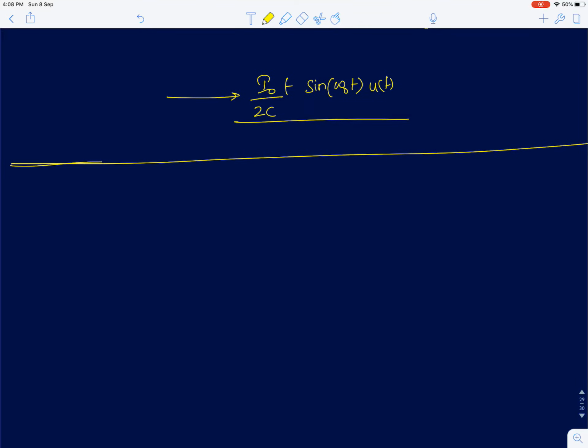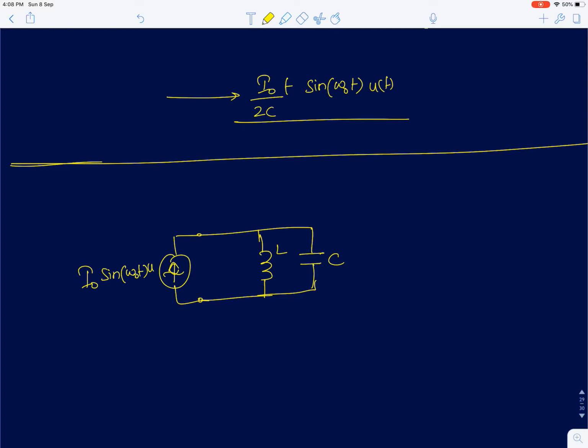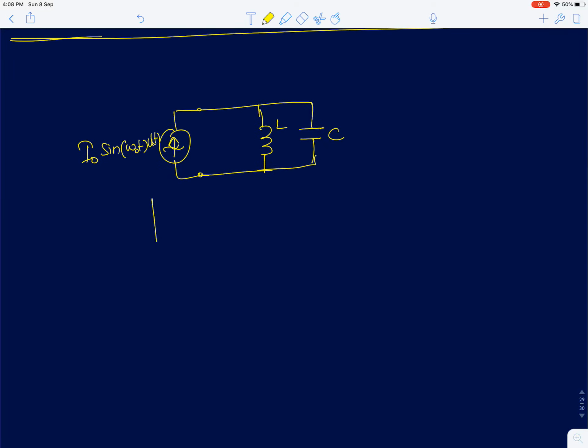So when you feed a sinusoid to a resonant system, I'll just take a parallel LC circuit. If you are feeding a sinusoidal current, I naught sine omega naught t into u of t, so in this half cycle the input is positive, in the other half cycle it is negative.